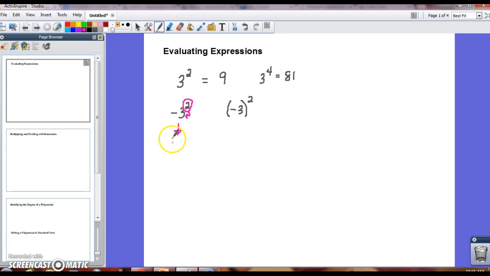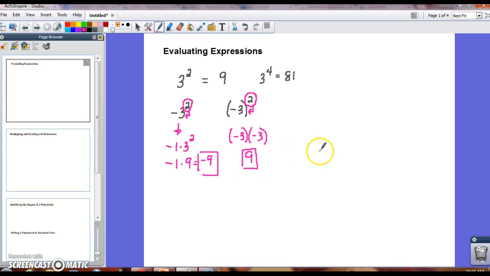I can actually rewrite this as negative 1 times 3 squared. Okay, order of operations says you have to do the exponent first, so that's the same as negative 1 times 9, which gives you negative 9. That's very different than this. In this one, your 2 is next to the parentheses, so it applies to everything that's in the parentheses. So this is the same as negative 3 times negative 3. A negative times a negative is a positive, so that would give you positive 9. So you see the difference in those two answers there.